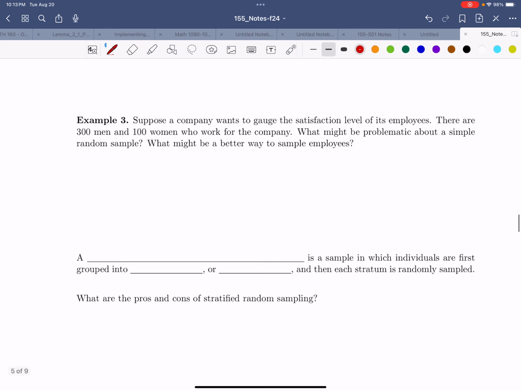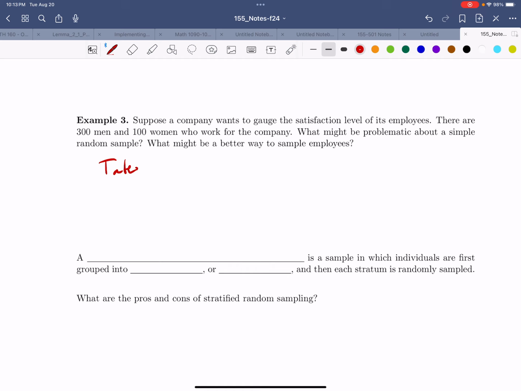Here's another example. Suppose a company wants to gauge satisfaction levels of its employees. Men outnumber women 3-1. So what if you simply randomly sample employees? What's going to be the problem with that? I'll let you think about that one. You can pause the video if you'd like. But I'll just say a simple random sample will have roughly 3 times as many men as women, probably. So what's a better way to sample?